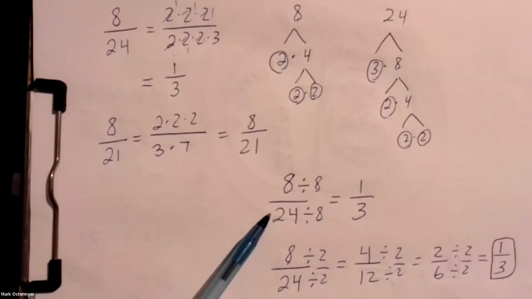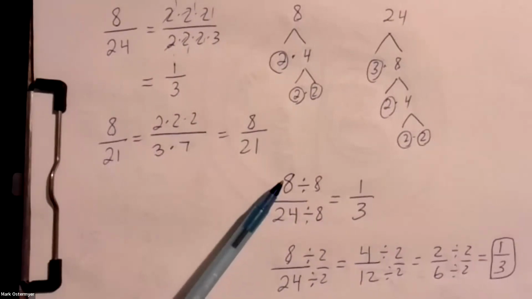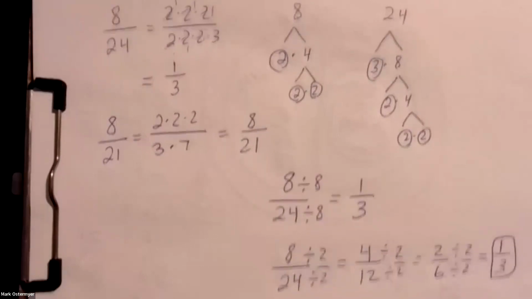Because ideally, to reduce a fraction down the quickest, you want to get the greatest common factor or divisor of the numerator and the denominator. That takes it down the fastest. Okay.